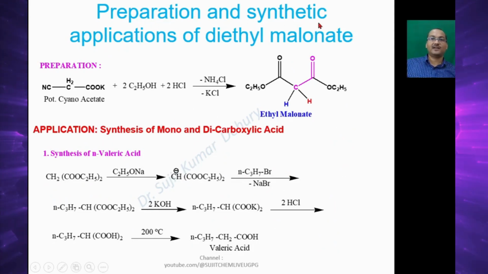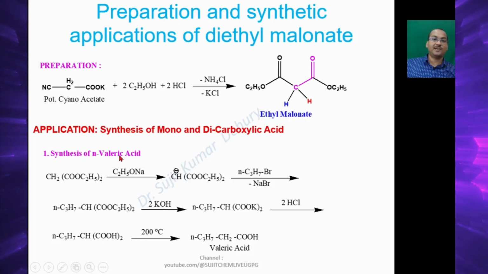Next is preparation and synthetic applications of diethyl malonate. For preparation of diethyl malonate, you have to start with potassium cyanoacetate. You react with ethyl alcohol and HCl, and you end up with diethyl malonate. Next is synthetic application. First we can go for synthesis of mono and dicarboxylic acid.